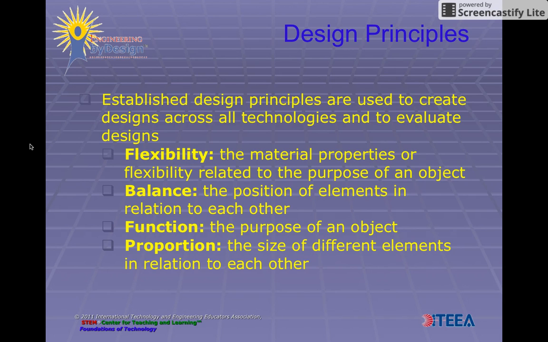And then proportion, the different size elements in relation to each other. So why is the trigger the size that it is? Why is the glue gun the size that it is? We talked about cell phones. The whole point of a cell phone is it can fit in the palm of your hand. If it was larger, it'd be out of proportion and wouldn't fit in our hand.